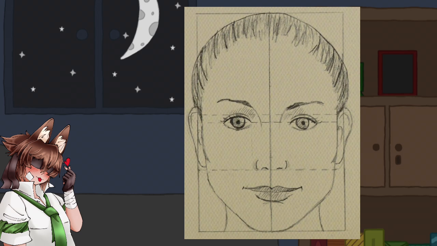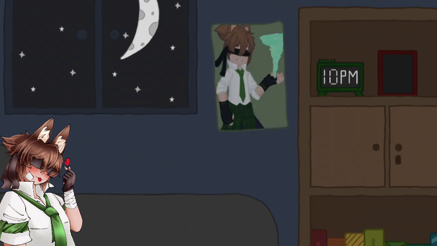6. The top of the ears align with the eyebrows. 7. The bottom of the ears align with the bottom of the nose. 8. The nose is the same width as the eyes. And lastly, 9th, the eyes are one eye width apart.